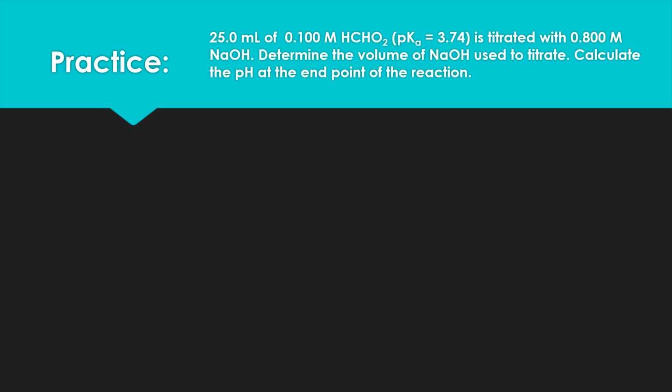We've got 25 milliliters of 0.1 molar HCHO2. We've got a pKa given, so that is a good indication that that is an acid, along with the hydrogen in front. That chemical is titrated with 0.8 molar sodium hydroxide. Determine the volume of sodium hydroxide used to titrate. Let's just start with that first point.